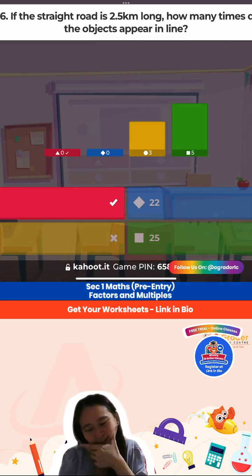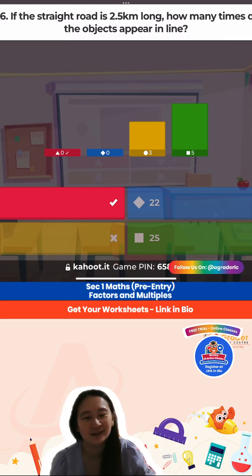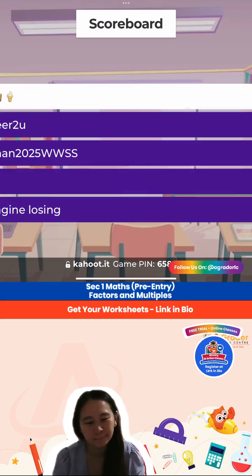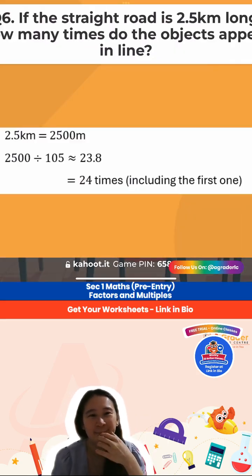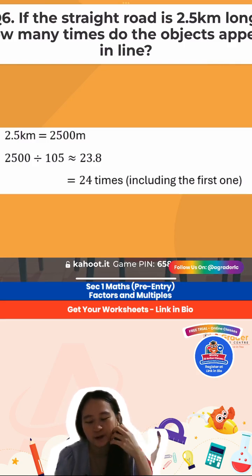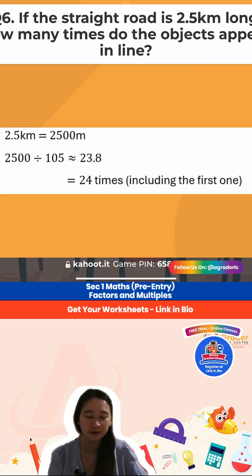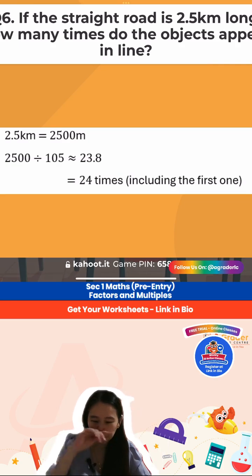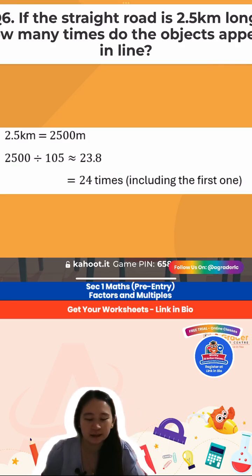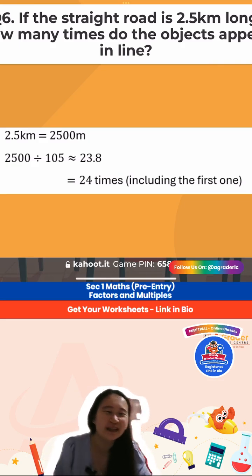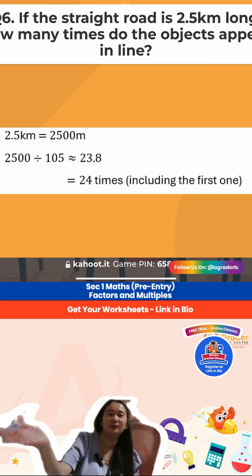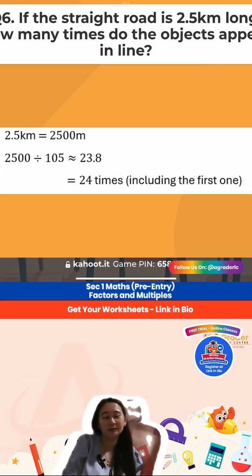Oh, got it right. Oh, answer 25. So 2.5 kilometers is 2,500 meters. And then you divide by 105, right? There will be 23.8, meaning there's 23.8 gaps, correct? Sorry, 23 gaps. Oh, no time to think. Then don't forget to add the very first one. So there'll be 24 times in total.